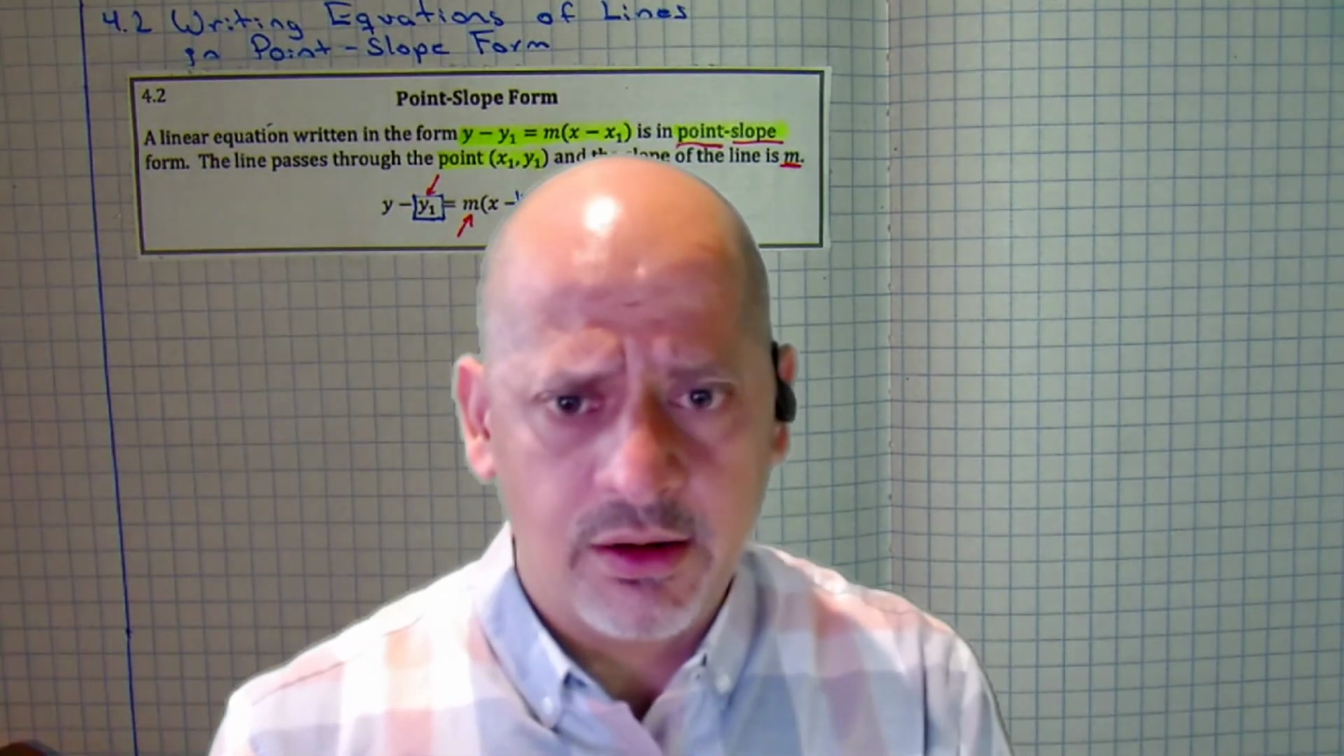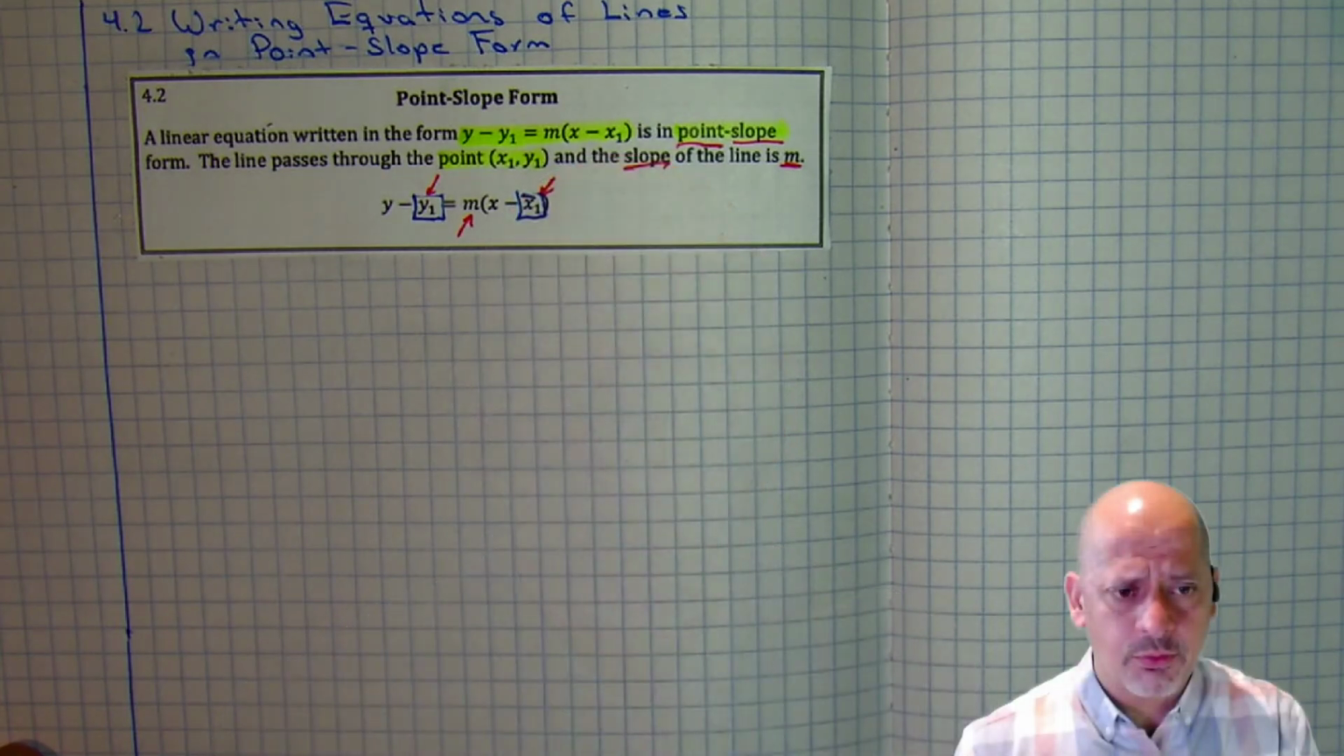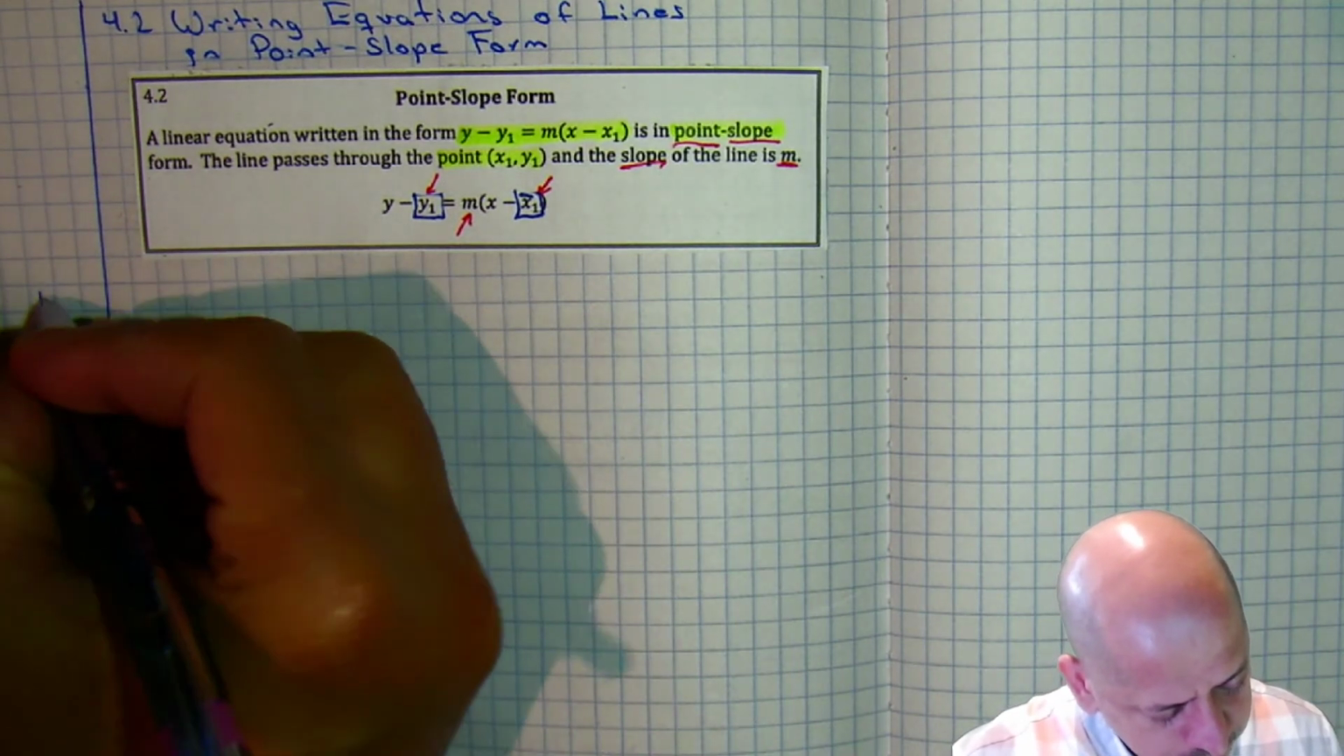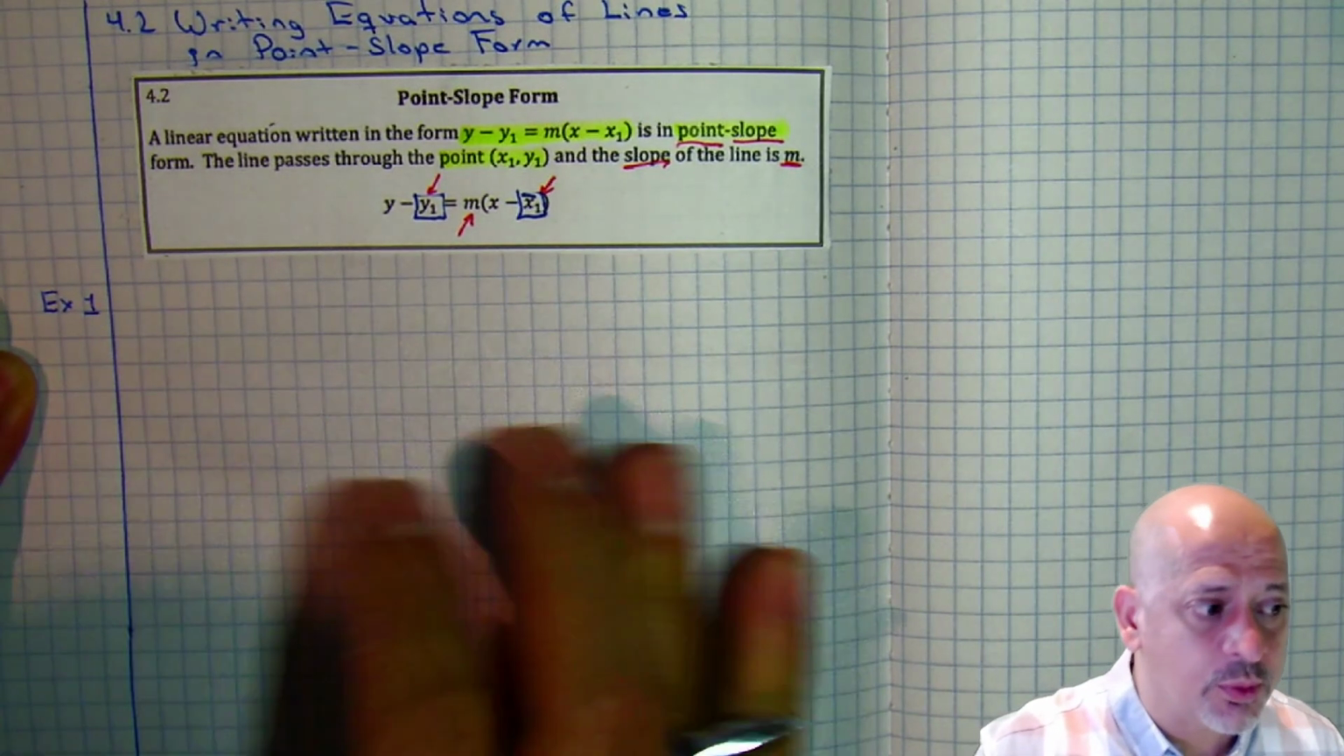And I should get out of the way, right? I said, Diaz, get out of the way. Here we go. So example number 1. And all of our examples will be very similar.